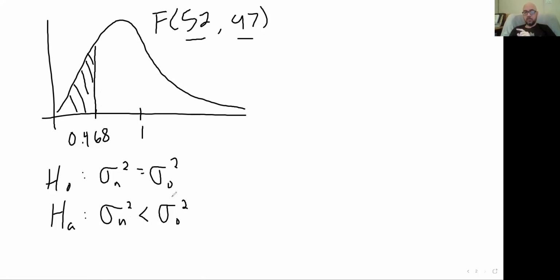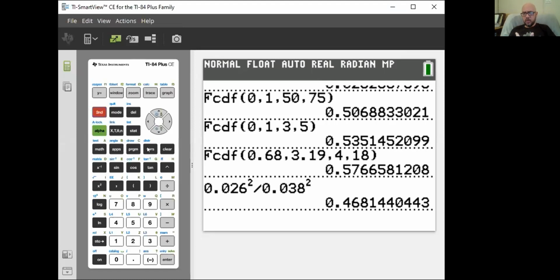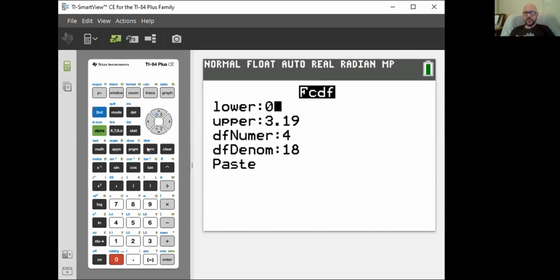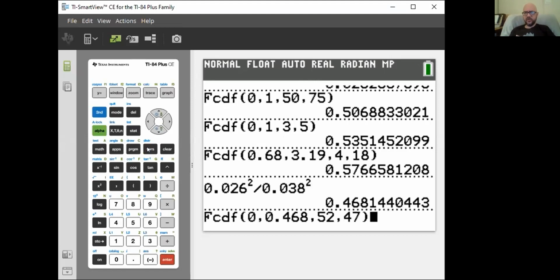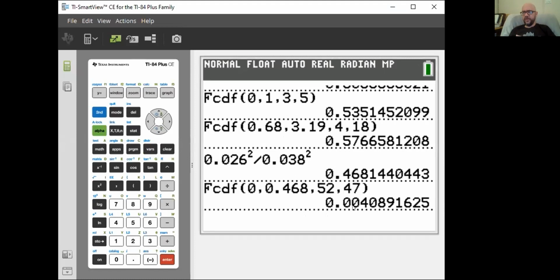More extreme meaning more in the direction of the new machine having a lower standard deviation than the old one, or lower variance than the old one. So this area right here is the area I want to look for, which is, of course, FCDF. I'm going to do FCDF from 0 up to 0.468 with 52 and 47 degrees of freedom, and that's my p-value. So let's flip over to the calculator. And we will do distributions, FCDF from 0 up to 0.468 with 52 and 47 degrees of freedom. Paste it all in. We get a p-value of 0.004.